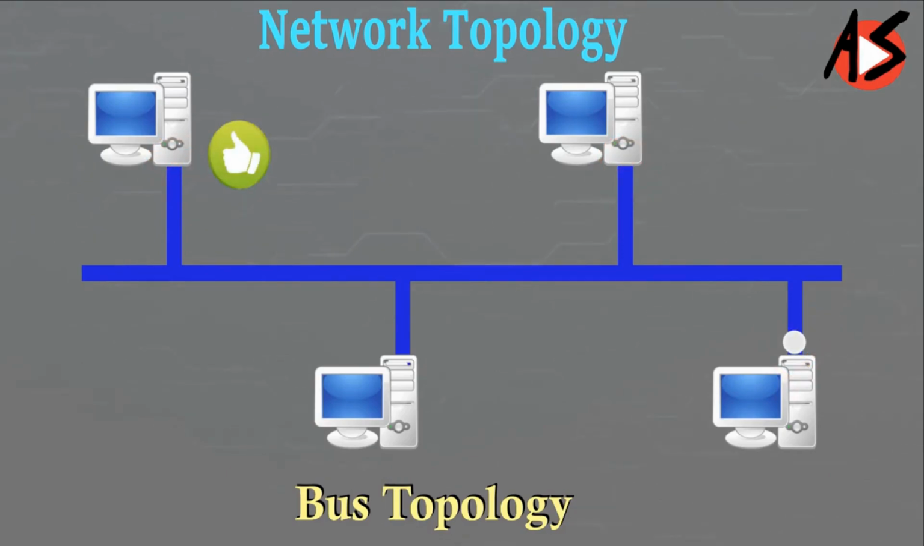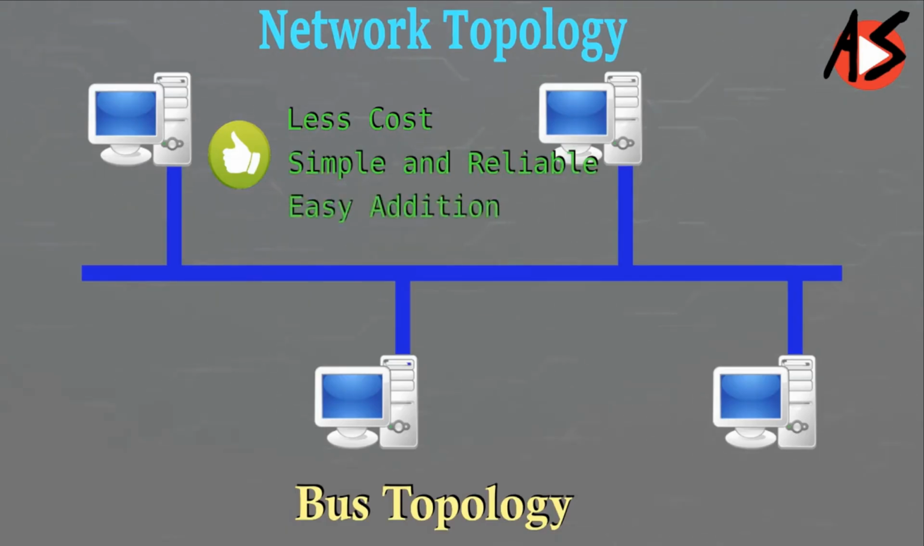Advantages of bus topology are: first, less installation cost due to the single common cable. Second, the linear architecture is very simple and reliable. Third, additional nodes can be easily connected in this topology.